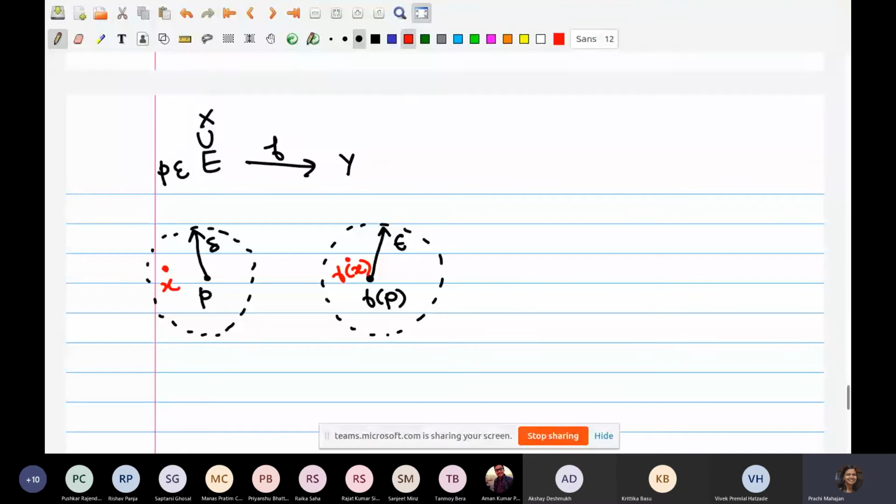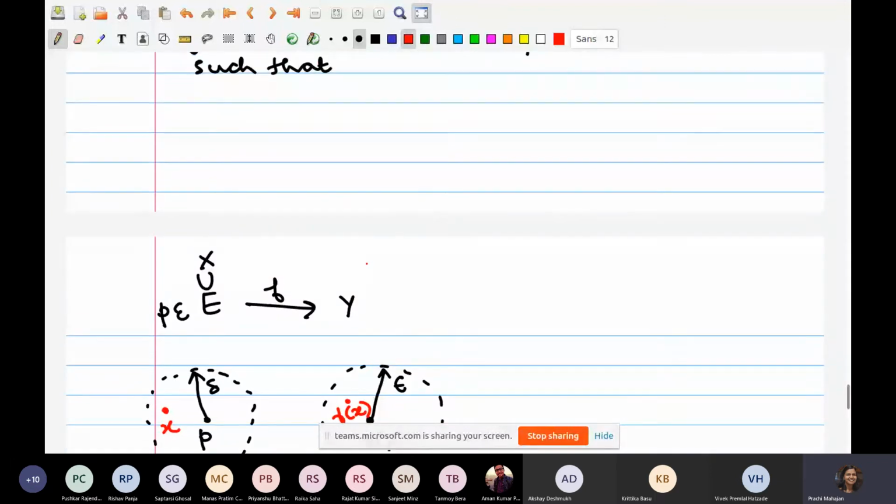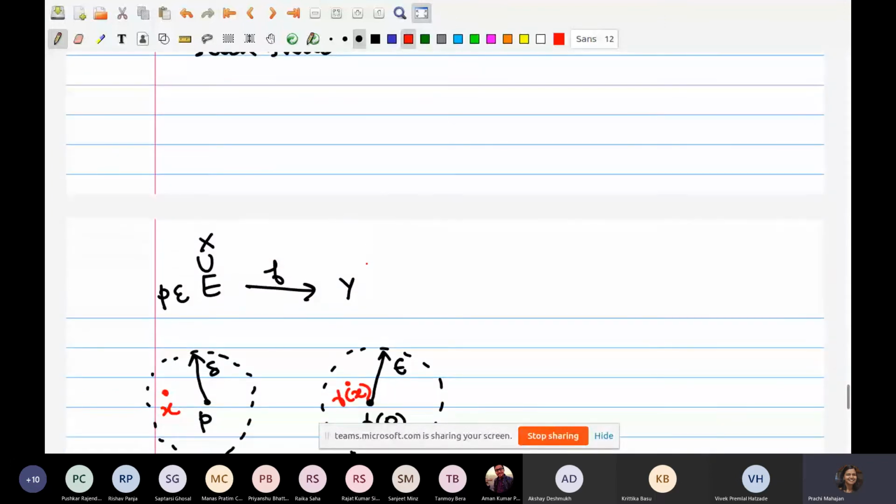As before, if for every epsilon I can find a delta such that all the points in the delta neighborhood of the point P are mapped via f into the epsilon neighborhood of the point f of P, we say that the function f is continuous at the point P. So how do we write this analytically? We write it in the following form.